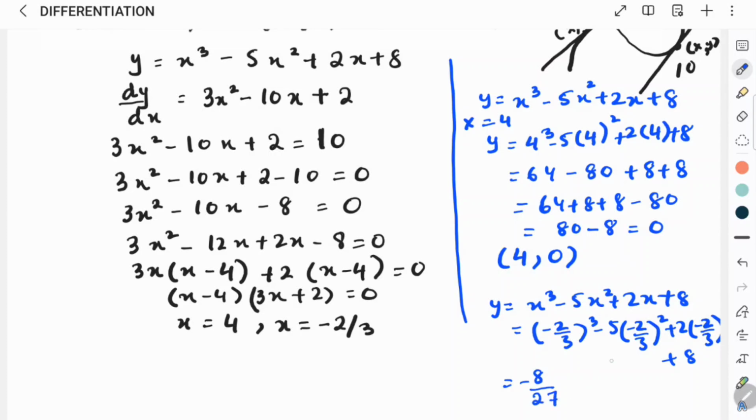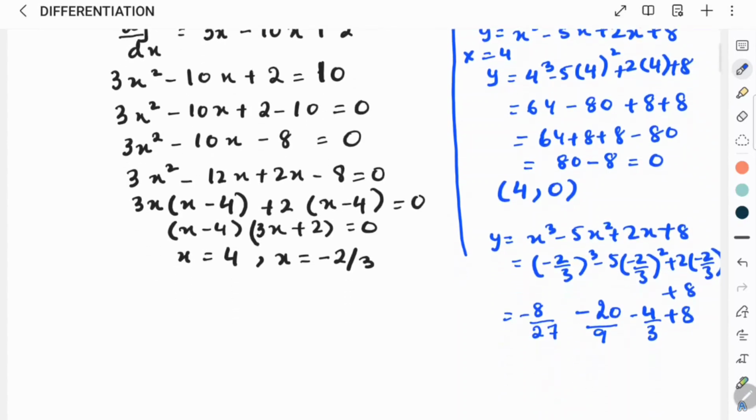And then you have 4. Minus 2 squared is 4. 5 times 4 is 20. And minus 2 squared remains positive. That's why it is minus 20 over 9. And then 2 times 2 is 4. Now you write down 4 over 3. That is minus 4 over 3 and plus 8.